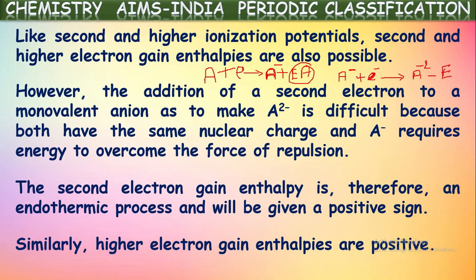Okay. Similarly, higher electron gain enthalpy is also endothermic, not only the second one. Second and higher electron gain enthalpies are all endothermic because they need energy for holding these incoming electrons, to overcome the repulsions between the already existing electrons and incoming electrons. Only in the case of first electron affinity, a certain amount of energy is released. In all other cases, higher electron enthalpies, energy is absorbed. Okay.